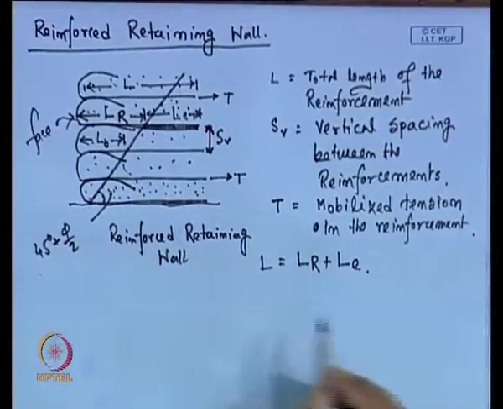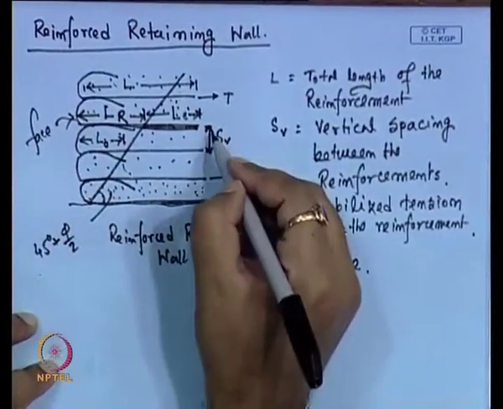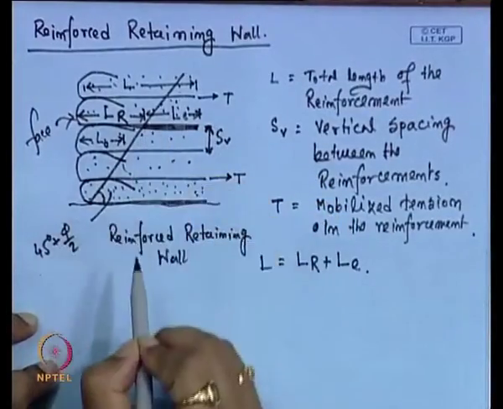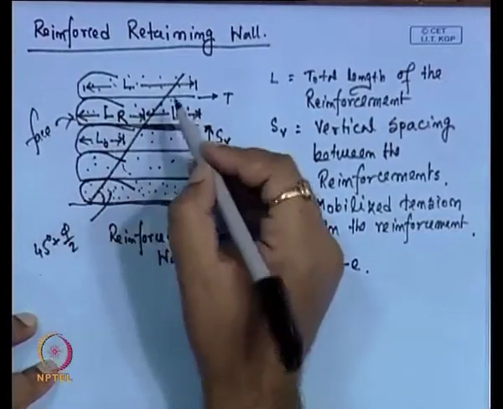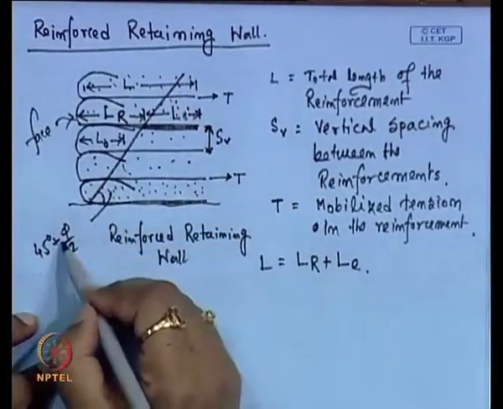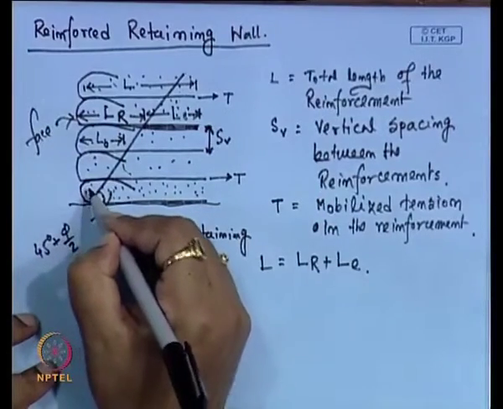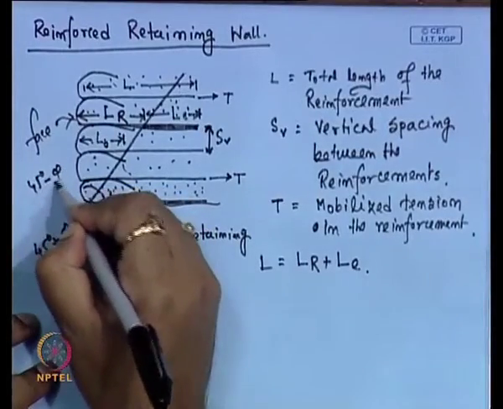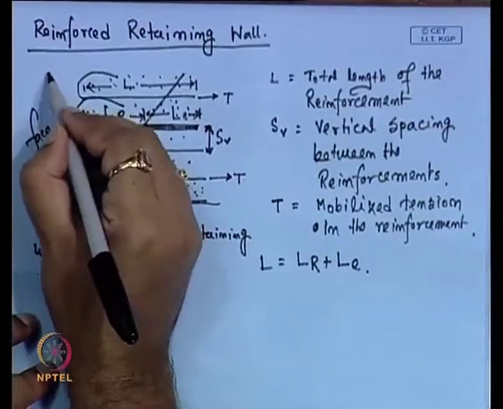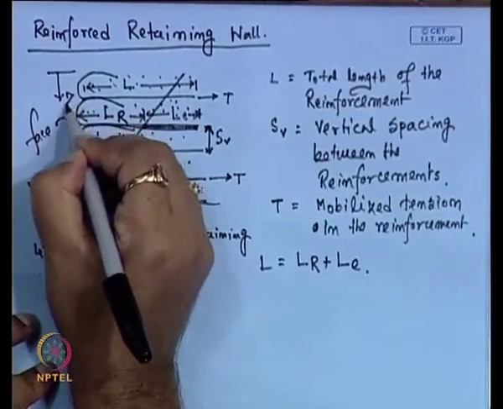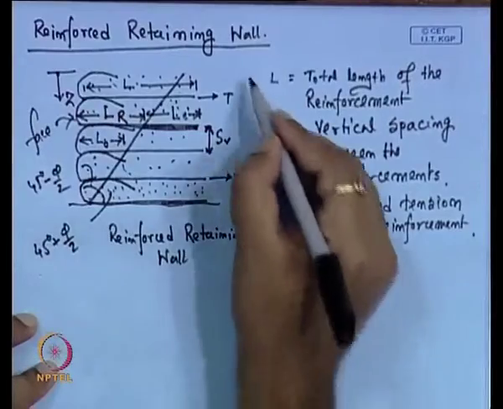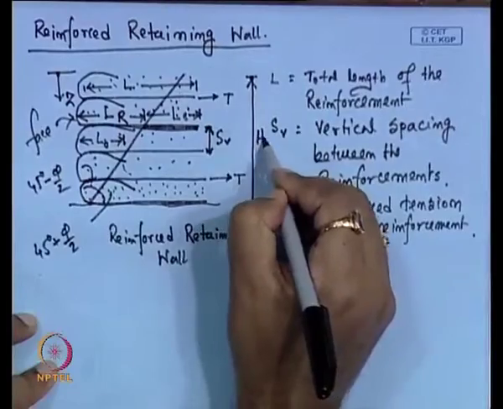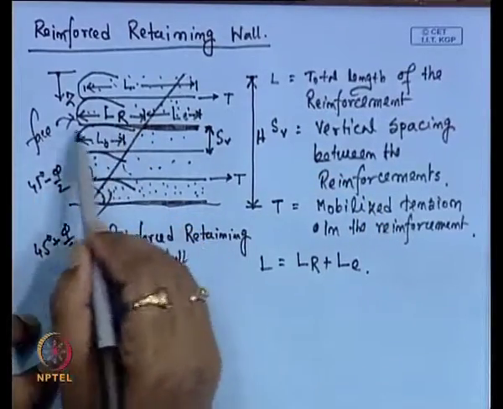Now, first we have to decide the vertical spacing SV, then this anchorage length, because LR we can easily calculate. If we consider this angle as 45 degrees minus phi by 2, and Z is in the downward direction from the top, and H is the height of the reinforced retaining wall, then at any depth LR we can easily calculate.